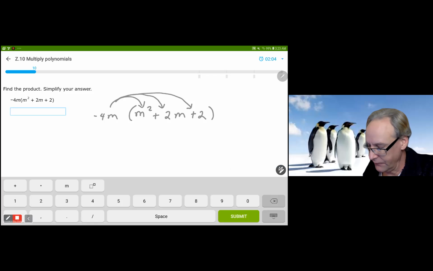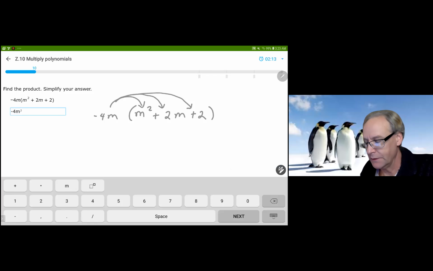We've got a negative 4. Oh, said negative. My negative key gets covered up sometimes. 4m squared, cubed. Said cubed. So we multiplied negative 4m times m squared, and we get negative 4m cubed. Then we multiply negative 4m times 2m, and we get minus 8m. And then we multiply negative 4m.